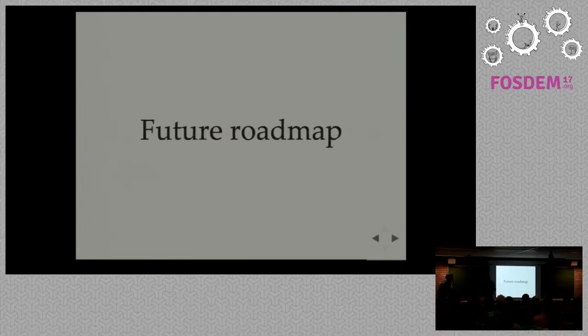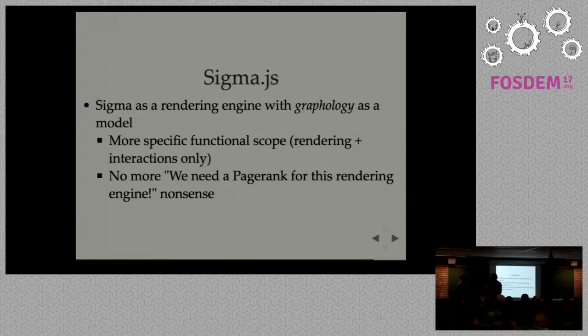Yeah, so the future roadmap now, really quickly. We will fully redevelop Sigma without the graph model, which is kind of good news for us. And with a much smaller, specific functional scope, which is just rendering management and interaction management, which is really nicer for me. So no more needing to implement PageRank to render graphs, which is kind of nonsense. We will have graphology to handle that.